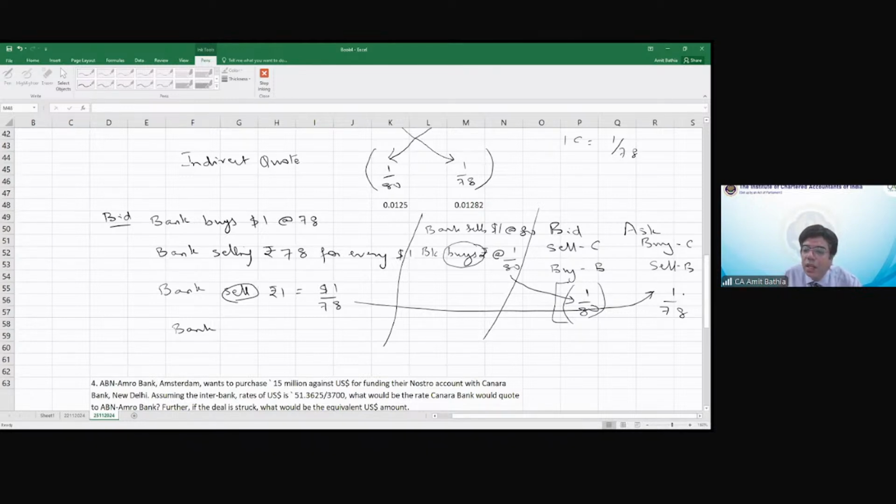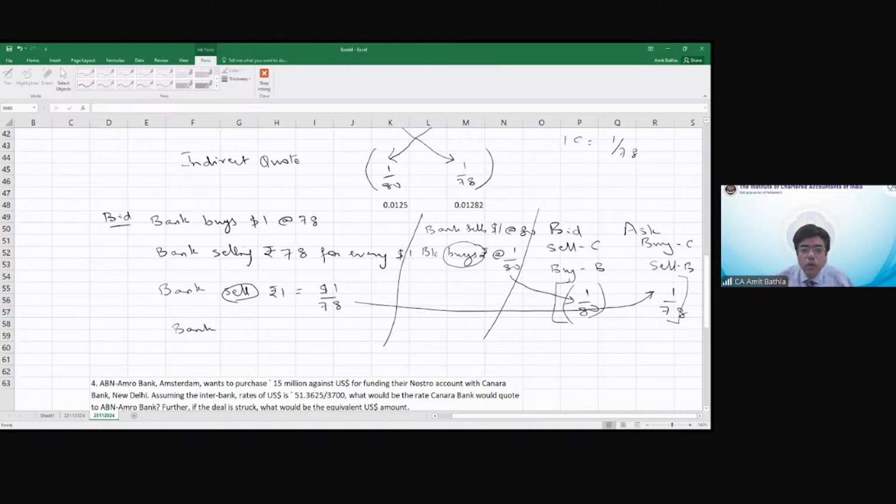So generally, for simplification purposes, if you don't want to remember this, the concept is this, right? But if you want ease in remembering it, remember from direct quote to indirect quote, it's always the reverse, that is inverse, right? However, your ask will become bid and bid will become ask in indirect quote. Is that clear to all of us? Yes, sir. Okay. All right.